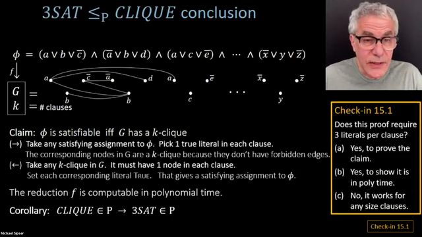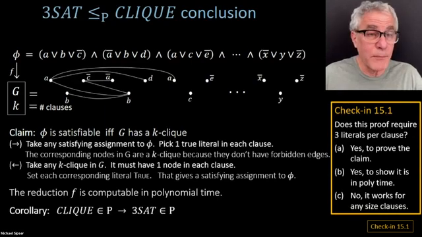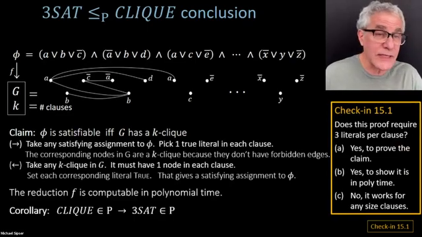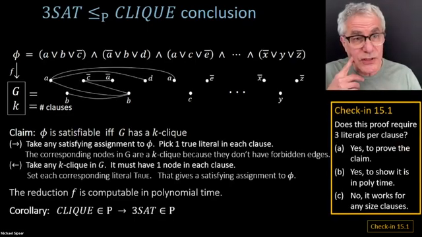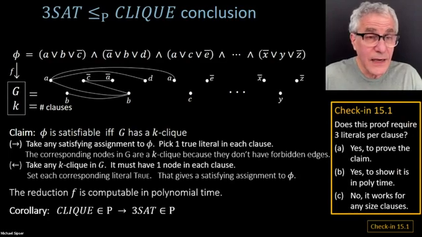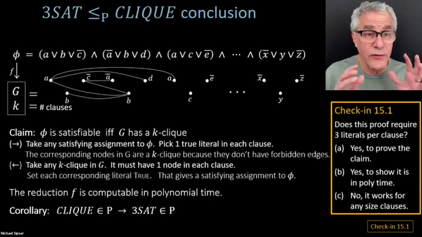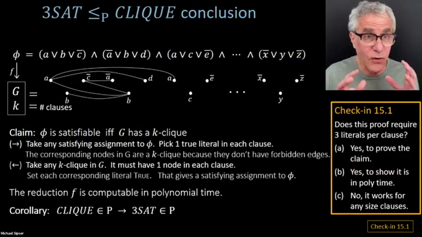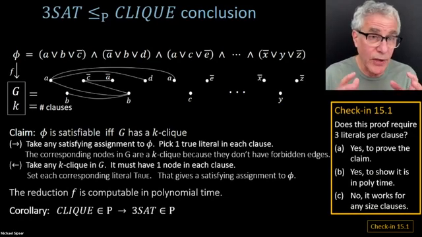I got a good question here. What if it's only one big clause? So the whole formula is just one big or. What does happen in that case? Good question. Suppose it's one big clause with 100 literals. That's the whole formula. It's just a big or. So we know the formula is going to be satisfiable, obviously.